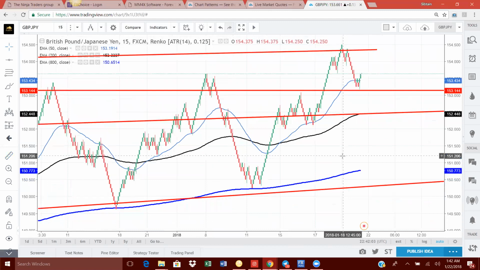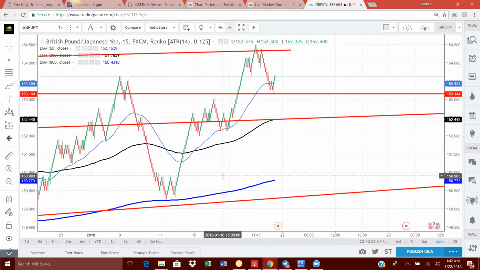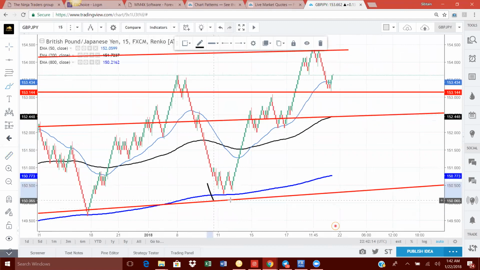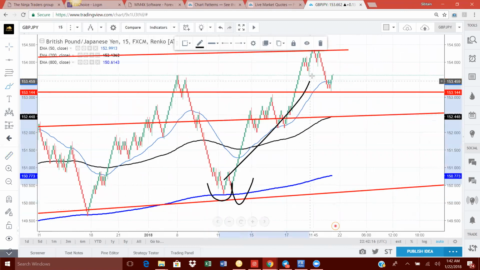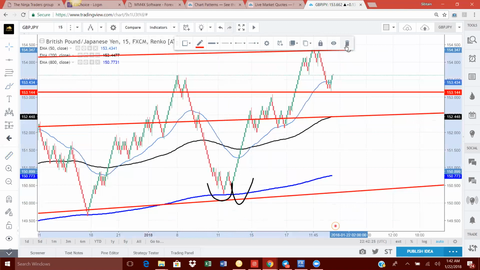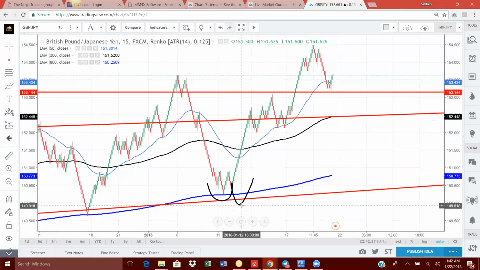So in 15 minutes, this is the Renko chart. You see the price, this was a W here, right? So that's why price went up. So we'll have a big review on GBP JPY today, and hopefully we'll make some pips.